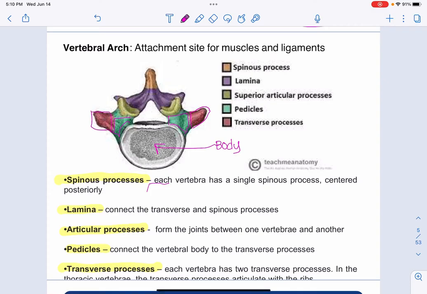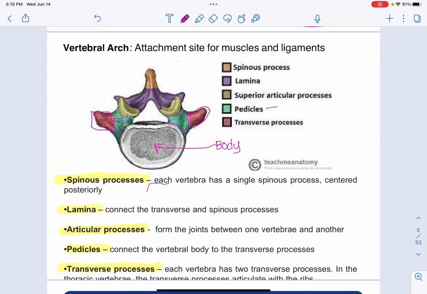This is going to be an attachment site for muscles, and the transverse process is actually going to look different on the cervical vertebrae compared to all the other vertebrae, and I'll highlight that once we get to the cervical vertebrae. But right now, I just want you to see the basic components.